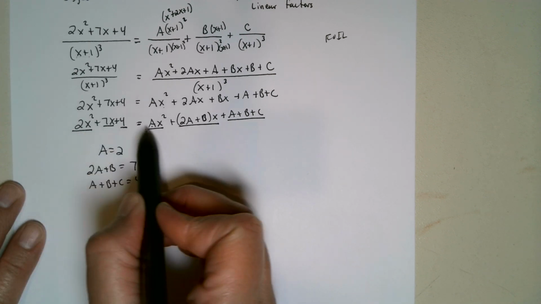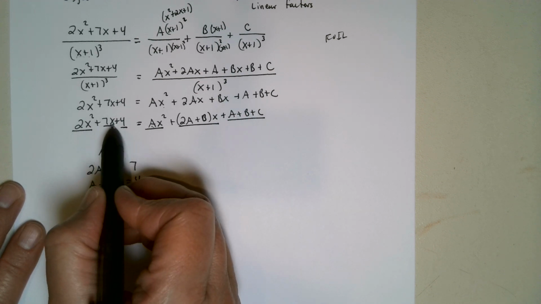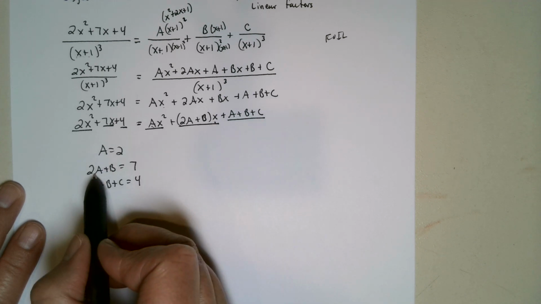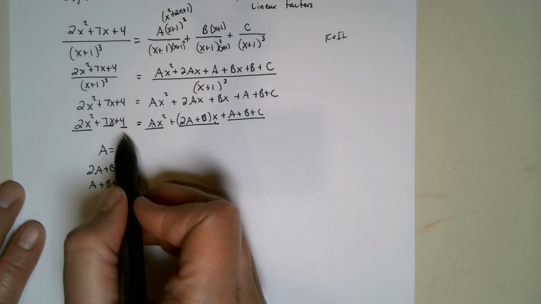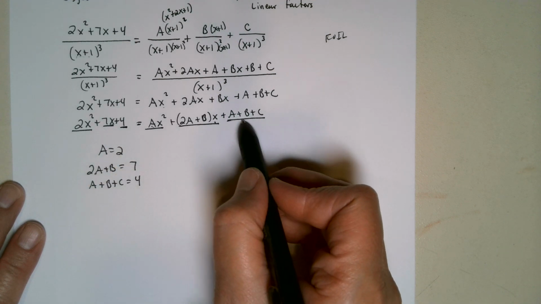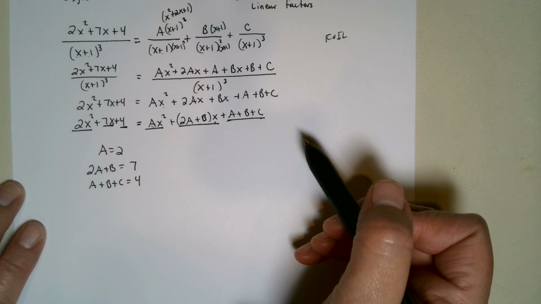So 2x squared is equal to ax squared. That means that a is equal to 2. 7x is equal to 2a plus bx. That means that 2a plus b is equal to 7. The 4 is the constant at the back, and that would be equal to whatever letters are left over at the back on the right.